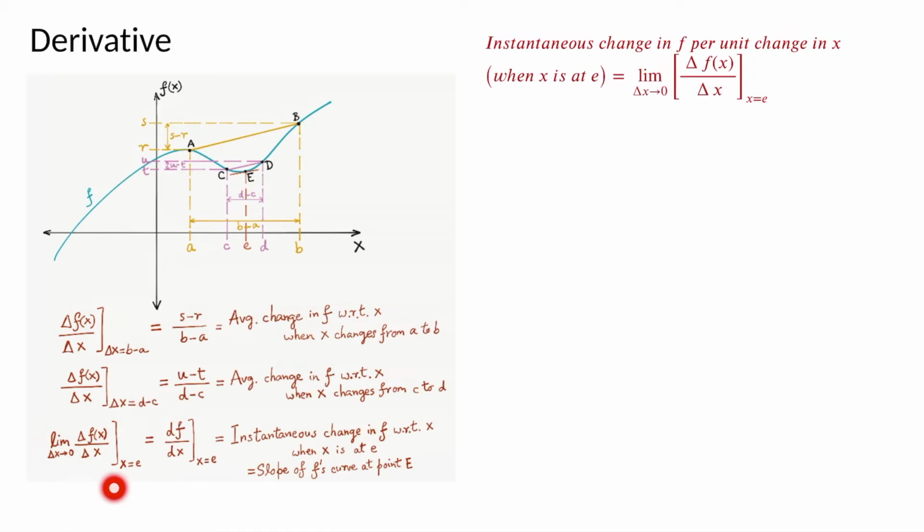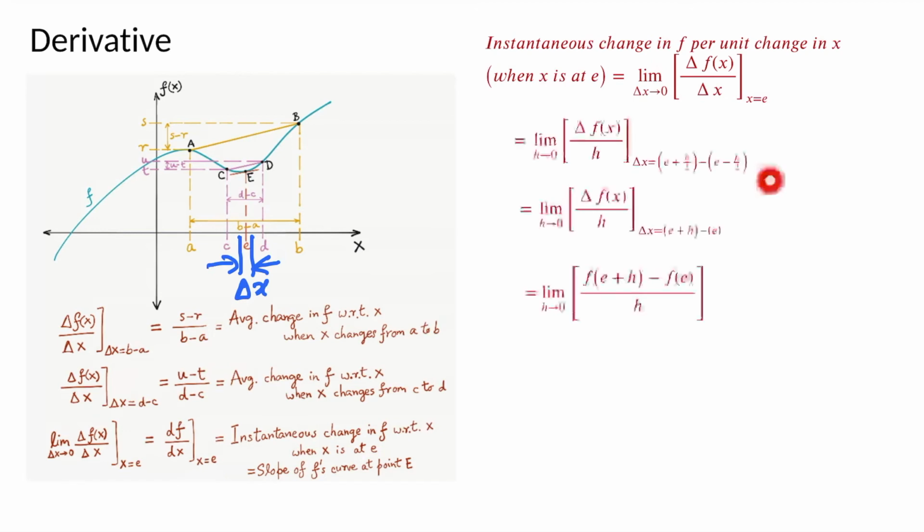So think of a very small interval around x equal to e, such that we can say that this delta x tends to 0. Then the slope of the secant that we would see would approach the slope of this tangent here that we have drawn at the point x equal to e. So this is the slope of the tangent, and this is how we define the derivative of a function. So mathematically we express it like this. So look at this definition here.